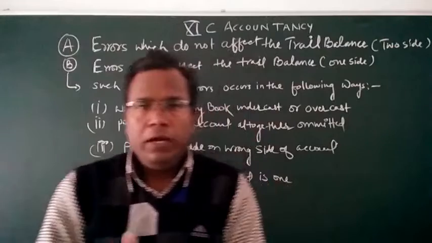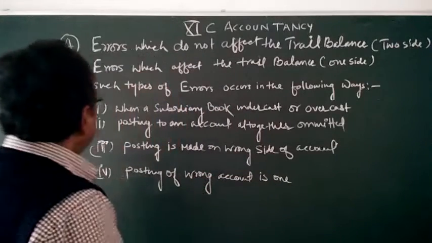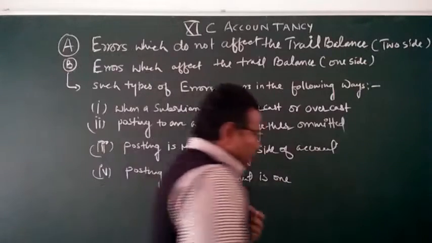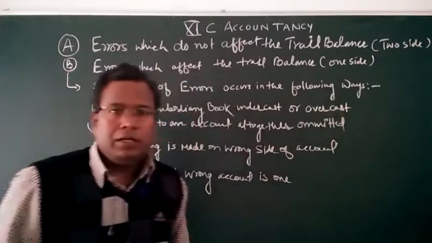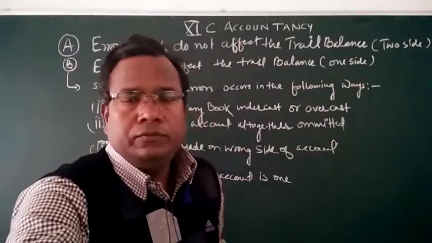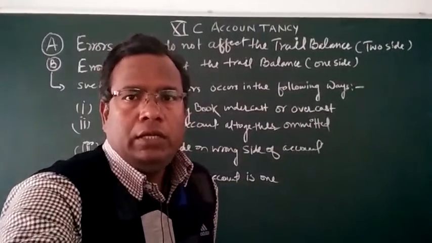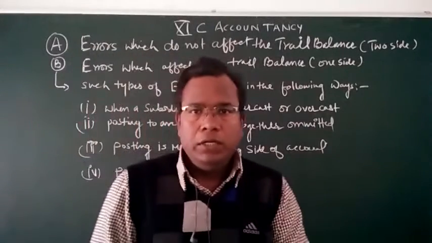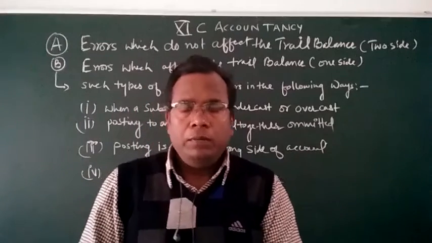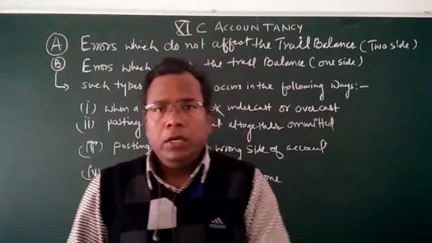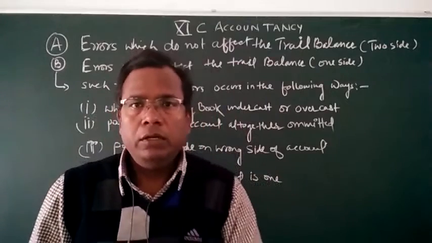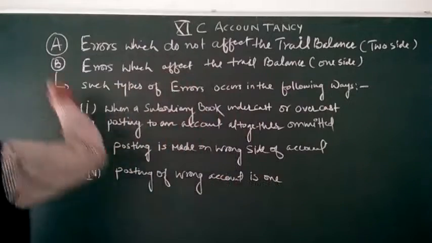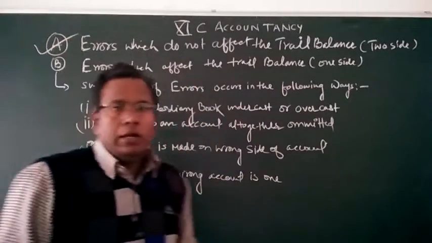Errors can be classified into two categories. The first one is errors which do not affect the trial balance; these are known as two-sided errors. We did these in the previous class. We have completed almost all the questions, and the rest of the questions you will solve as your homework. So, first we have covered the topic of errors which do not affect the trial balance.